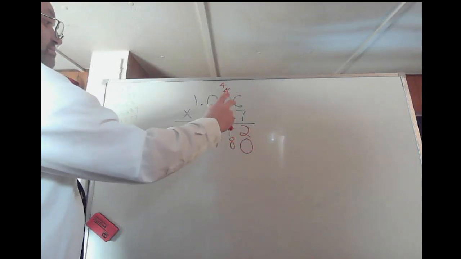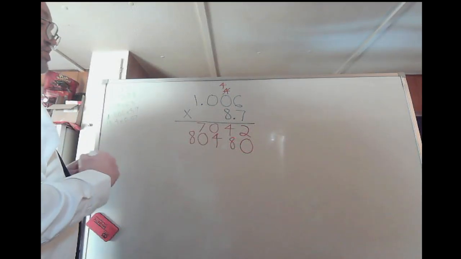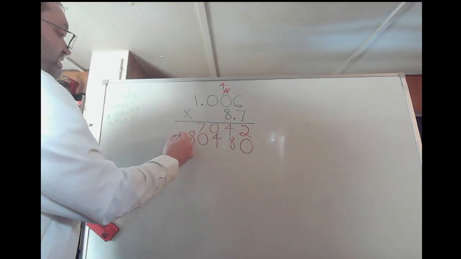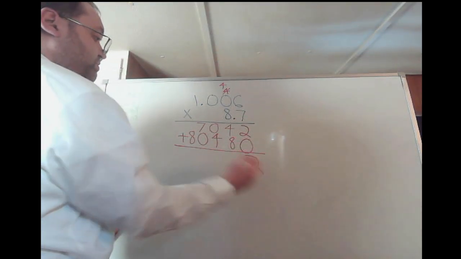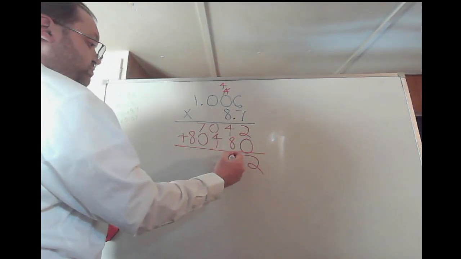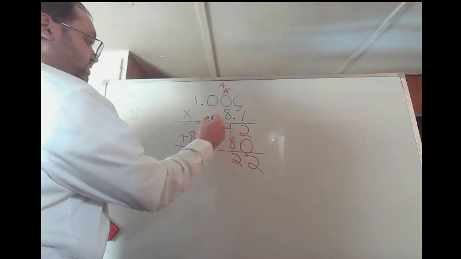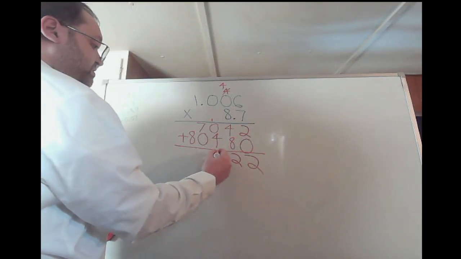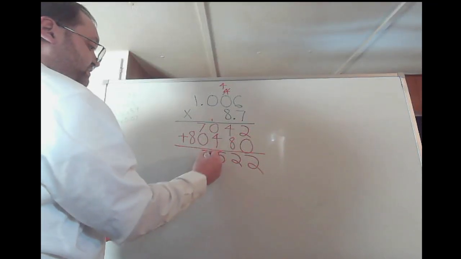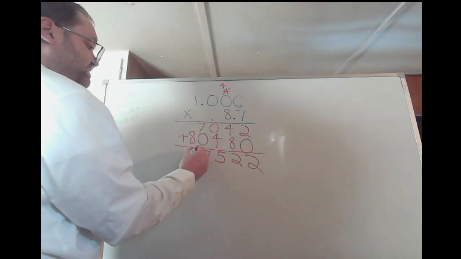Now that we have answered both numbers of the second term of the equation, we can go ahead and just add all this up. So you have 2 plus 0 is 2. 4 plus 8, that's going to be 12. Keep the 2, carry the 1. 1 plus 0 is 1 plus 4 is 5. 7 plus 0 is 7. 0 plus 8 is 8.